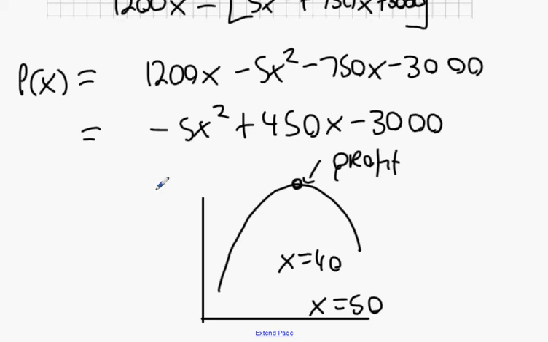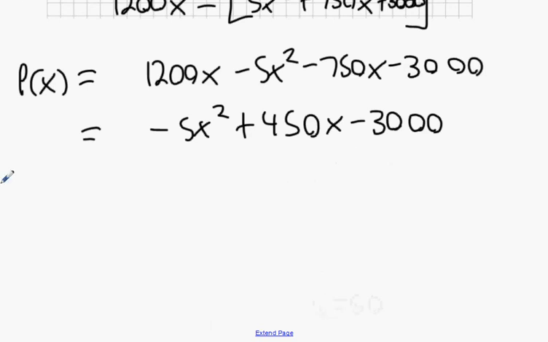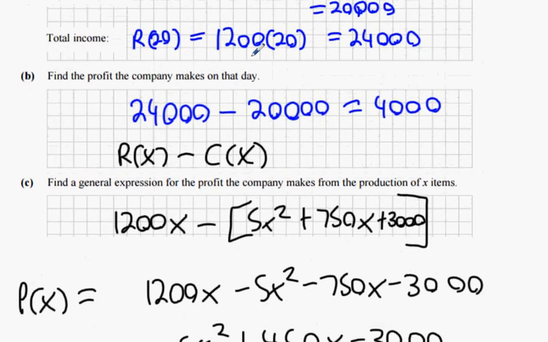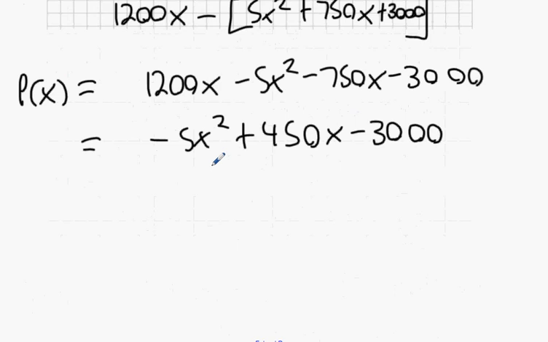Okay? Now, just to check this answer, how do I check this answer? What answer do I definitely know already? I know that if I put in x equals 20, how much profit should I get? I should get 4,000 profit. 24,000 revenue minus 20,000 construction costs, 4,000 profit. So when I put 20 in here, this should most definitely tell me it's going to be how much? 4,000, right?